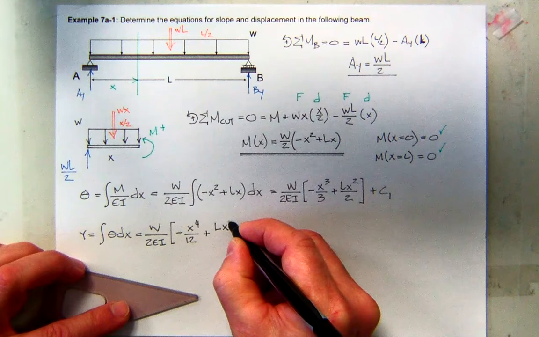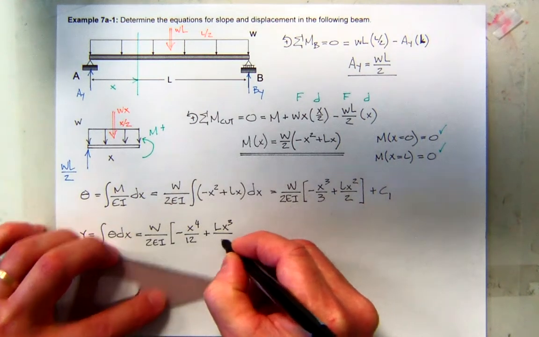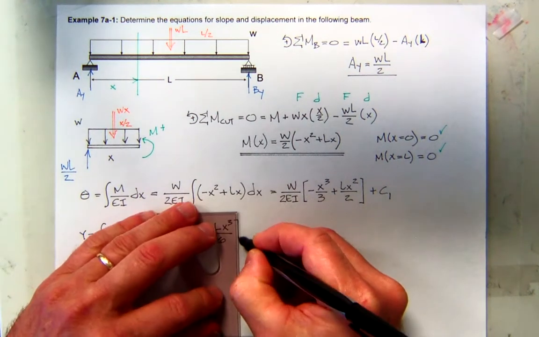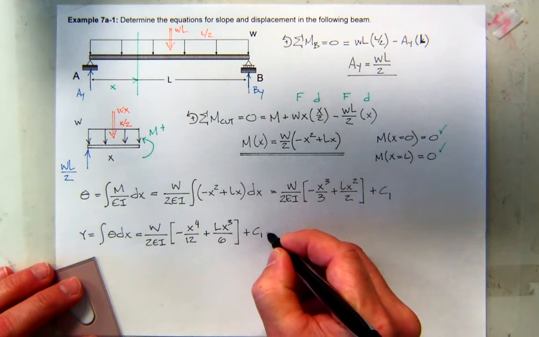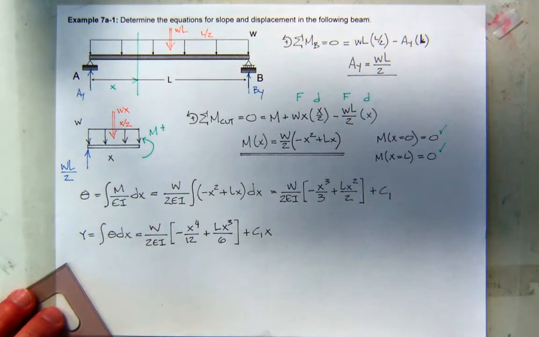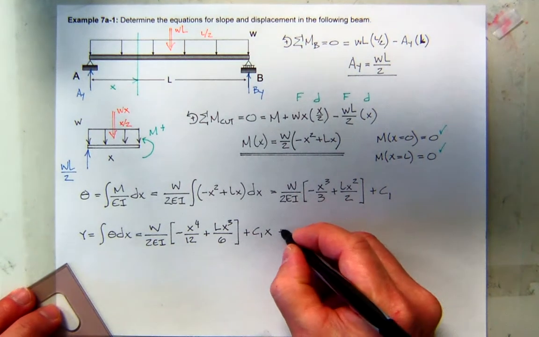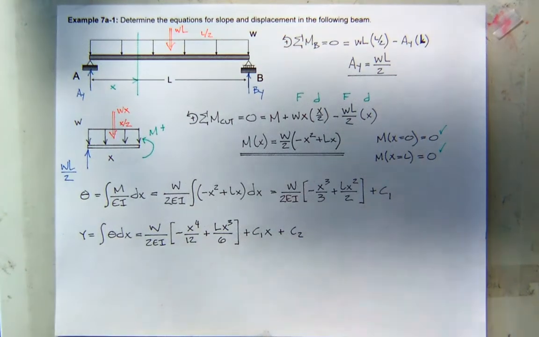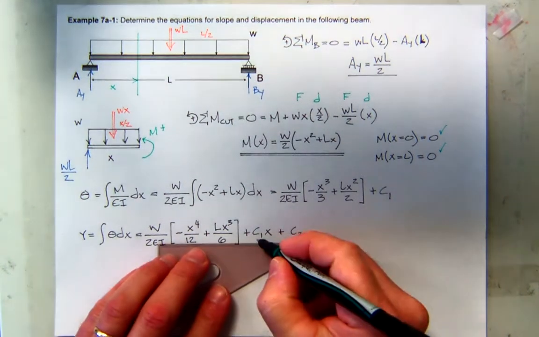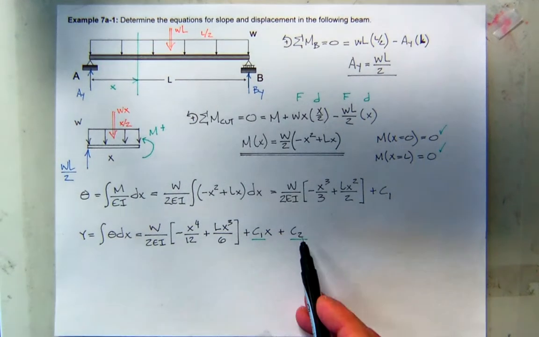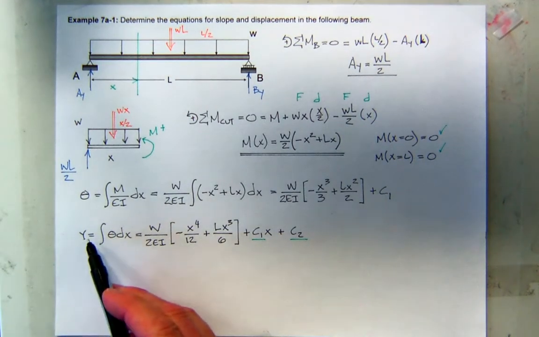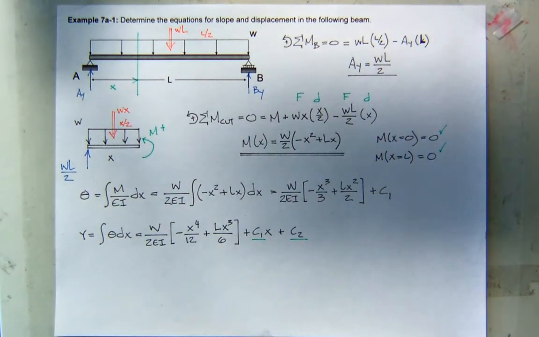LX cubed over 6 plus integral of C1. C1's a constant, so you integrate, you get C1x. And then you get another integration constant, C2. So those are the two constants I have to fit now, so I need two conditions. And they're both in terms of displacement. So do I know the displacement two places?